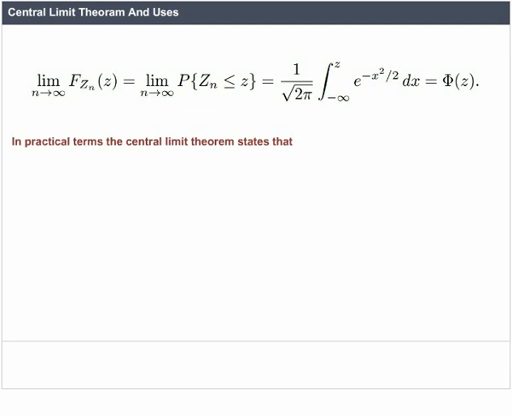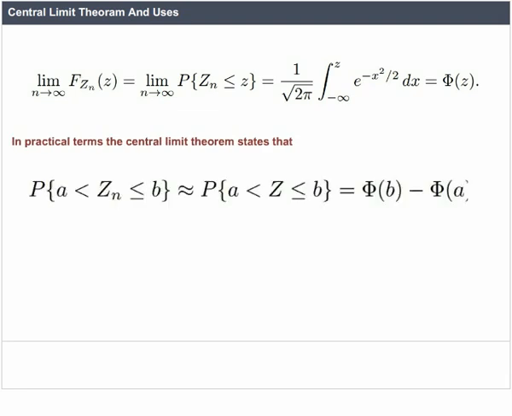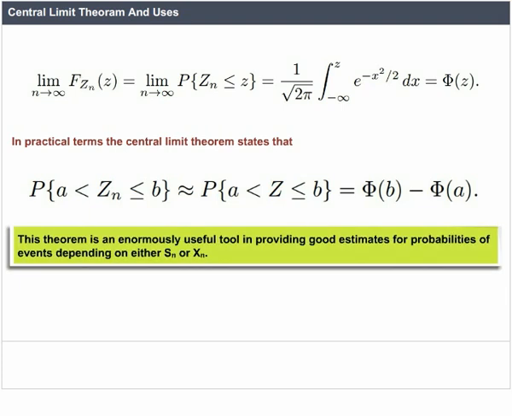In practical terms, the central limit theorem states that the probability of a less than Zn less than or equal to b is approximately equal to the probability of a less than Z less than or equal to b, equal to Pi(b) minus Pi(a). This theorem is an enormously useful tool in providing good estimates for probabilities of events depending on either Sn or Xn.